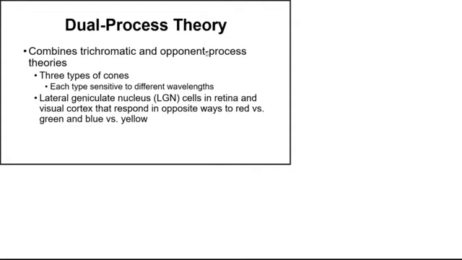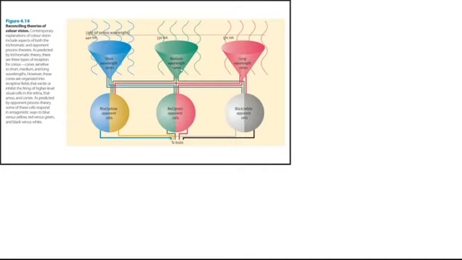And our simplified version of the current theory is the dual process theory. And at the most basic level, it's just a straight combination of the good parts of both the trichromatic theory and our opponent process theory. So we're back to this idea of 3 types of cones, and they're sensitive to different wavelengths. But if we hop to this next slide here, we have those cones at the top. So we have our 3 cones. We're back to our red and green and blue. But we add in that next line of cells.